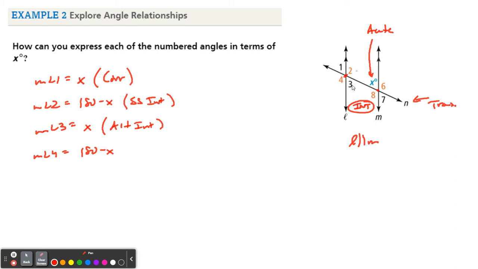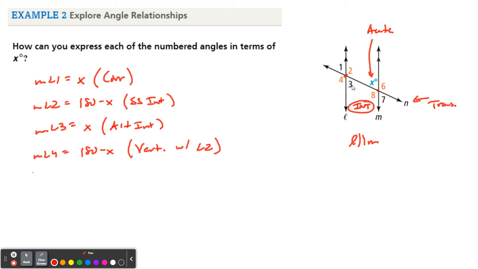Angle 4 and angle 2 are vertical. They are created by these intersecting lines here. Those type of angle pairs, vertical, do not rely on parallel lines. Both angles are at this intersection. And because it's vertical with angle 2, it's going to be the same measure as angle 2. If angle 2 is 180 minus x, so is angle 4.